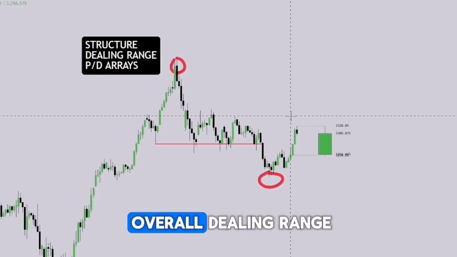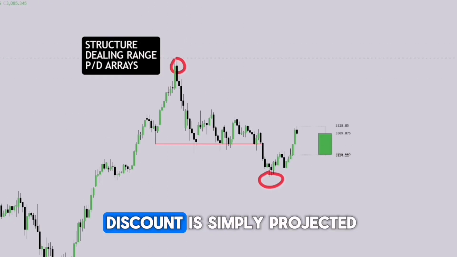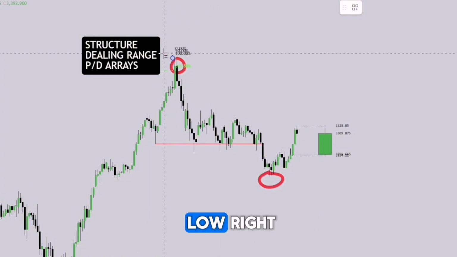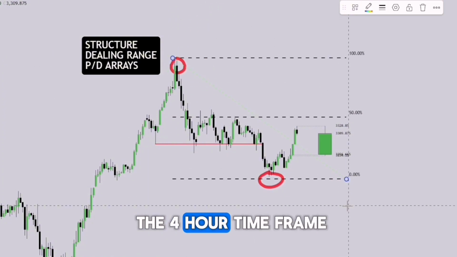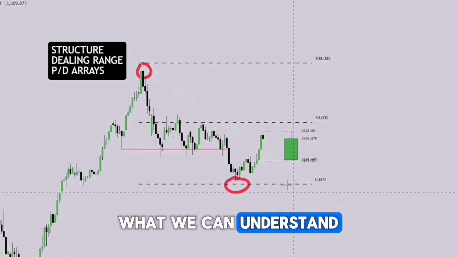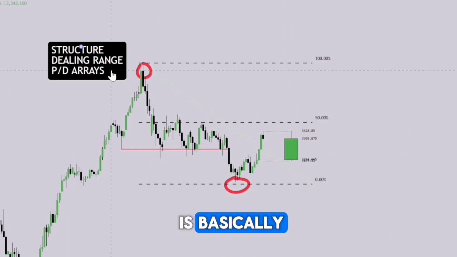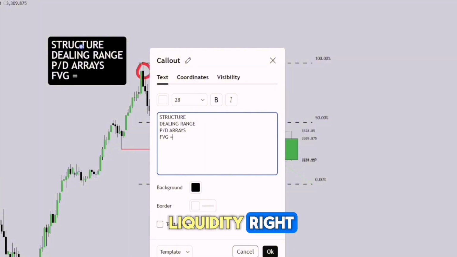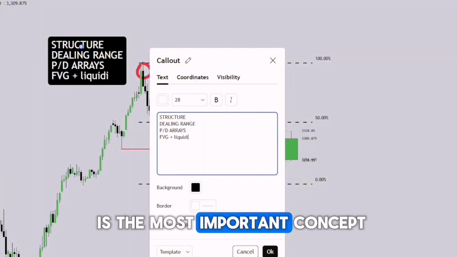So this is our overall dealing range, and our premium and discount is simply projected from the swing high down to the swing low. This is gold on the 4-hour time frame. And so from here, what we can understand is our final step is basically going to be fair value gap. And we actually pair fair value gap with liquidity, but fair value gap is the most important concept.